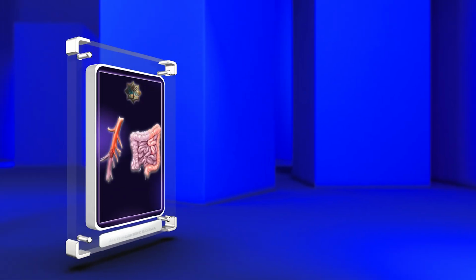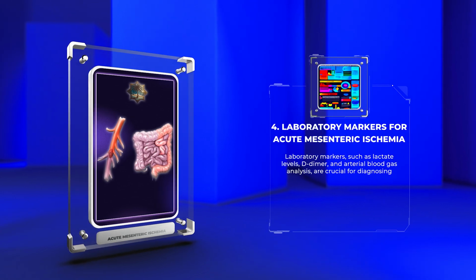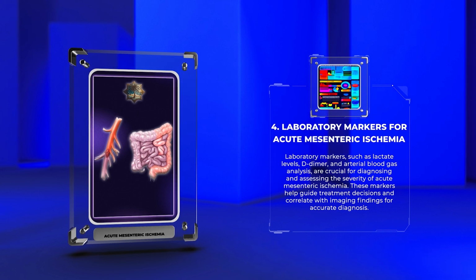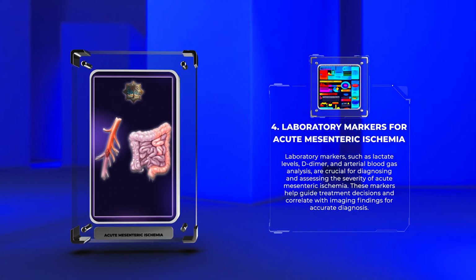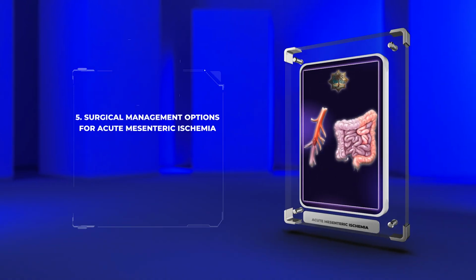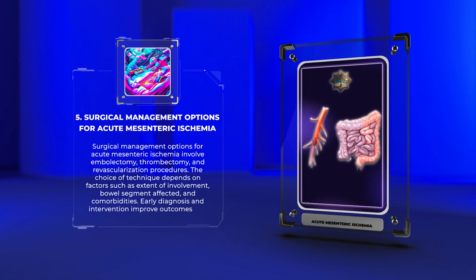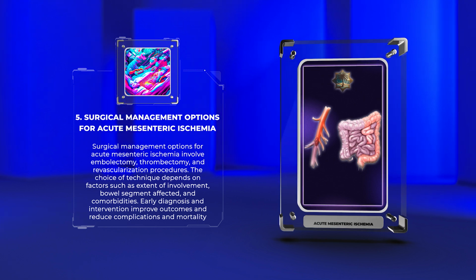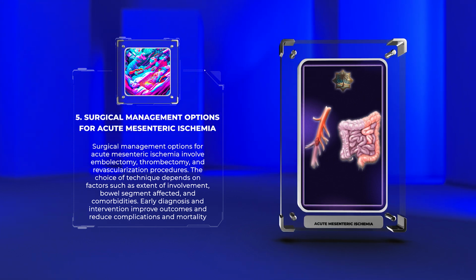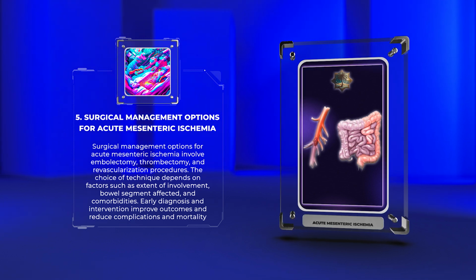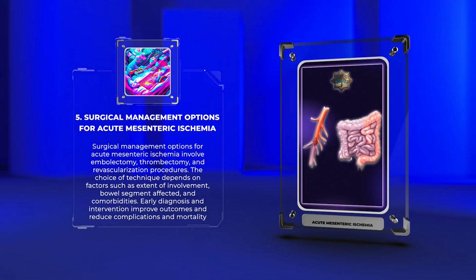Laboratory markers, such as lactate levels, D-dimer, and arterial blood gas analysis, are crucial for diagnosing and assessing the severity of acute mesenteric ischemia. These markers help guide treatment decisions and correlate with imaging findings for accurate diagnosis. Surgical management options for acute mesenteric ischemia involve embolectomy, thrombectomy, and revascularization procedures. The choice of technique depends on factors such as extent of involvement, bowel segment affected, and comorbidities. Early diagnosis and intervention improve outcomes and reduce complications and mortality risk.